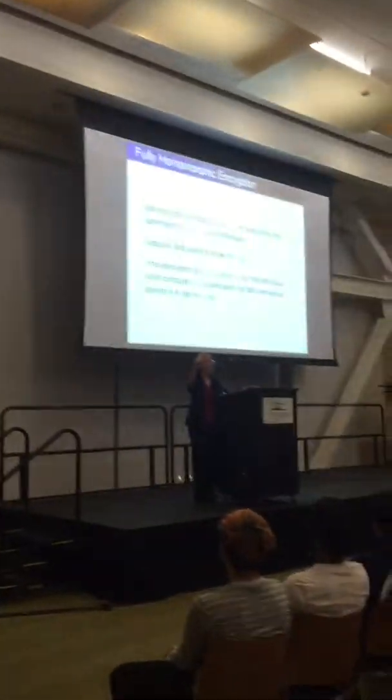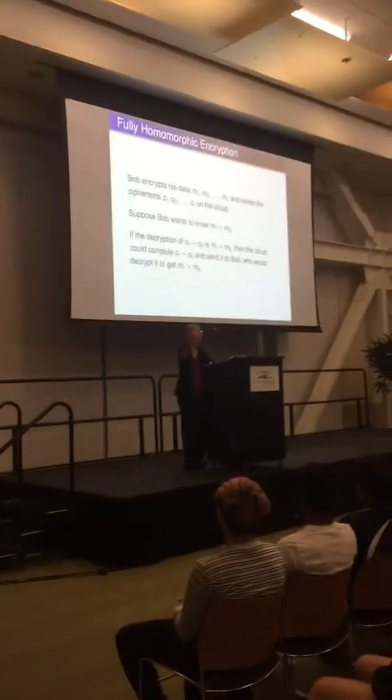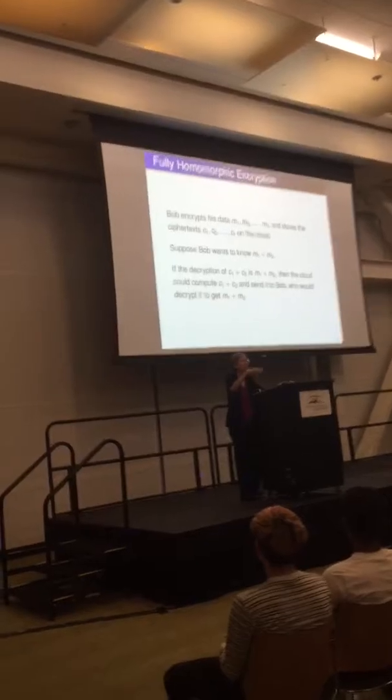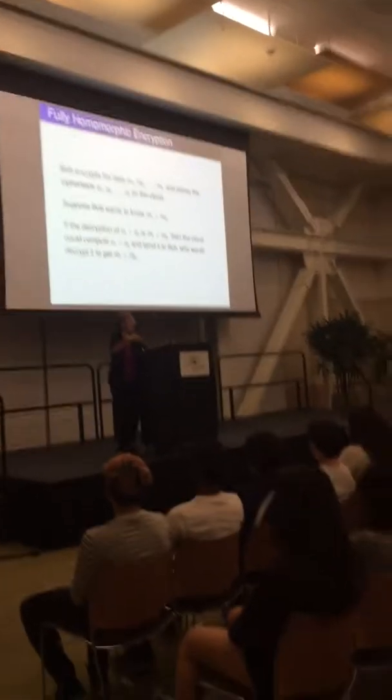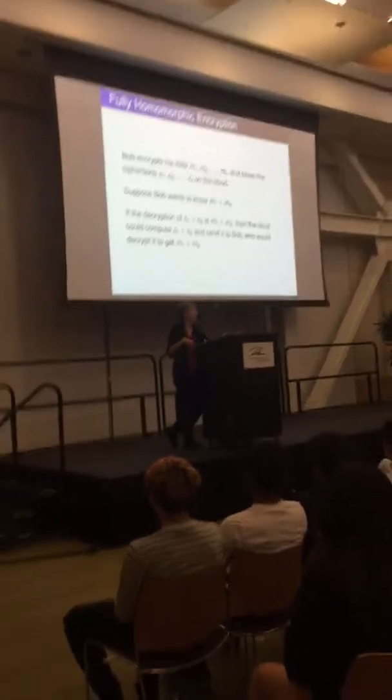Suppose Bob, just simple computation, wants to know M1 plus M2. If the cloud can add together the ciphertext C1 plus C2 and send it back to Bob, and it turns out that when Bob decrypts that, he gets M1 plus M2, then this works. The cloud just computes C1 plus C2, sends that to Bob, Bob decrypts it, and he figures out M1 plus M2.